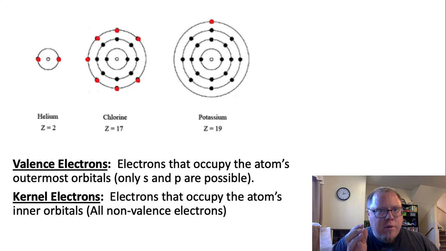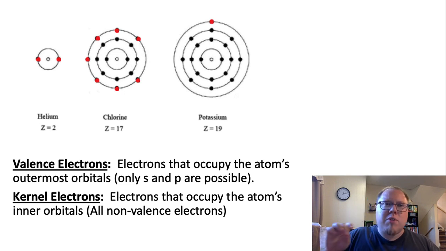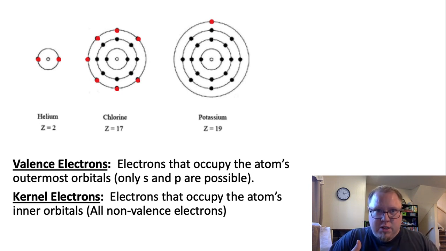Now, why are those important? It's because those are the electrons which are going to do chemical reactions. So we're going to talk a lot about valence electrons. The valence electron is the one in the outermost. Now, kernel electrons, that term refers to literally all the others. So helium here doesn't have any kernel electrons because it only has one orbit. So all of them are valence electrons. But chlorine, which has 3 orbits, the valence electrons are the ones in the outer one, the third one. The kernel electrons would be the ones in the first and the second, all of those inner orbits.